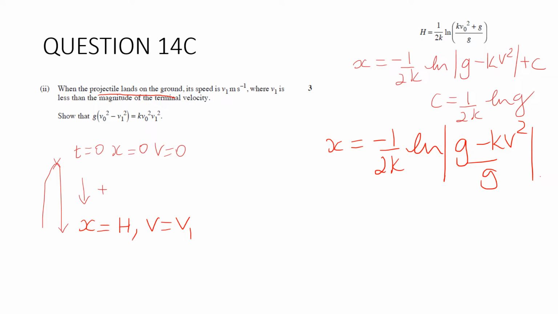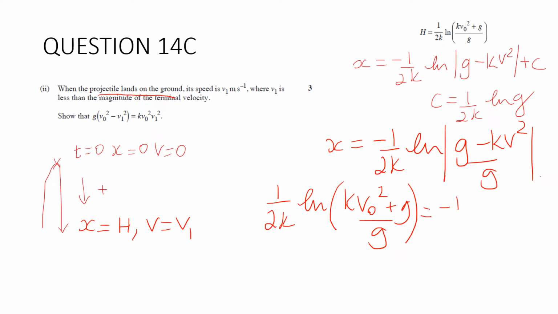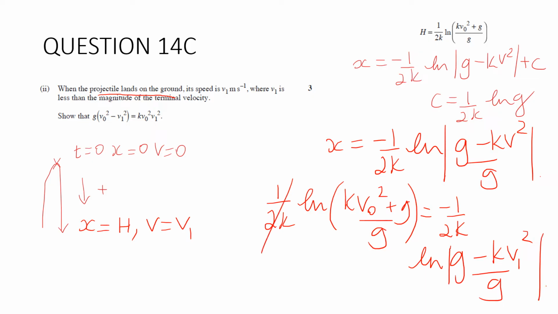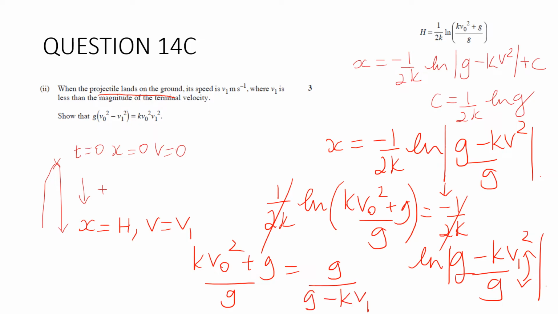So let's substitute that in. So x is 1 on 2k ln ((kv naught squared plus g) over g), and it's going to be equal to negative 1 on 2k ln ((g minus kv1 squared) on g). And so these parts cancel out. I've got a negative here, which is pesky. I'm just going to invert this and get rid of it. We have (kv naught squared plus g) all over g is equal to g over (g minus kv1 squared).